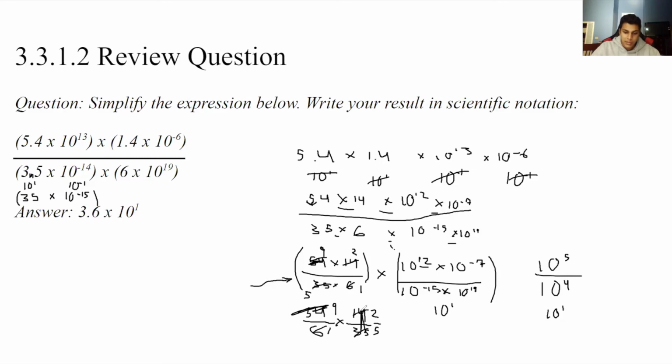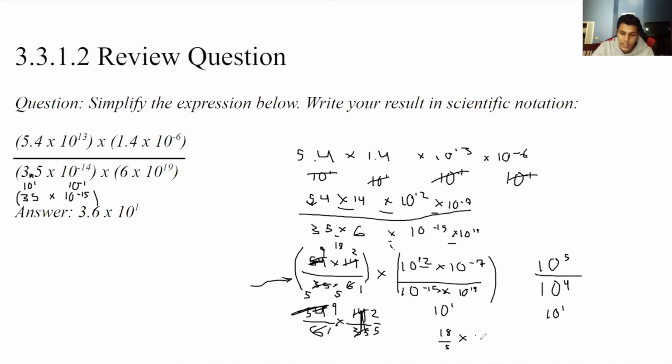When I broke it up into 54 divided by 6 and 14 divided by 35, I got 9 over 1 times 2 over 5, and I did the same thing here. I just cross-canceled it without breaking it up. So now I have 9 times 2 divided by 5 times 1. And this is why I chose to make these not decimals, because it's easier to cross-cancel when you don't have decimals. So 9 times 2 is 18. 5 times 1 is 5, so that gives me 18 divided by 5 times 10 to the power of 1.